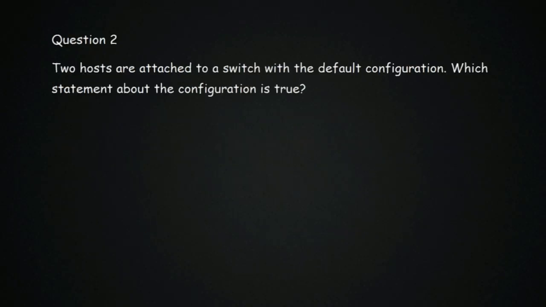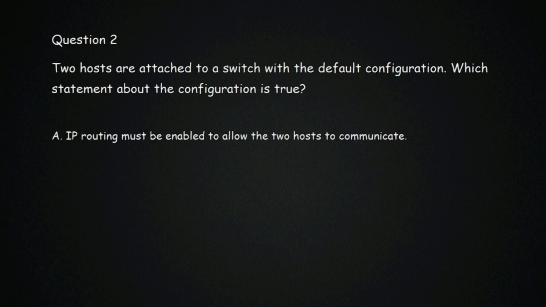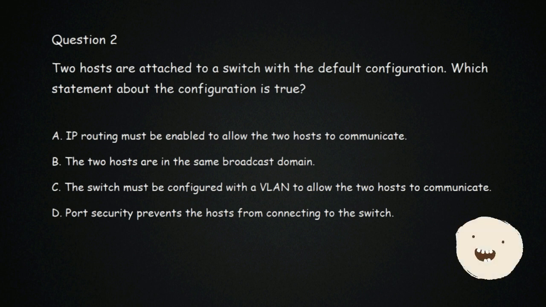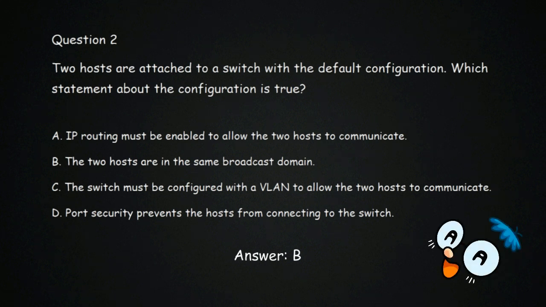Question 2. Two hosts are attached to a switch with the default configuration. Which statement about the configuration is true? A. IP routing must be enabled to allow the two hosts to communicate. B. The two hosts are in the same broadcast domain. C. The switch must be configured with a VLAN to allow the two hosts to communicate. D. Port security prevents the host from connecting to the switch. Answer B.